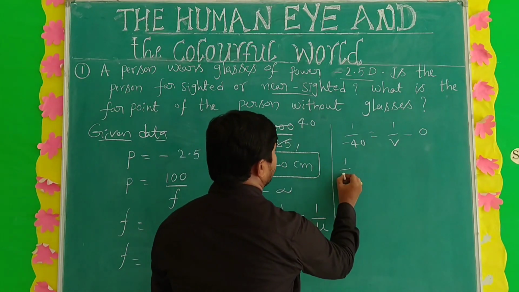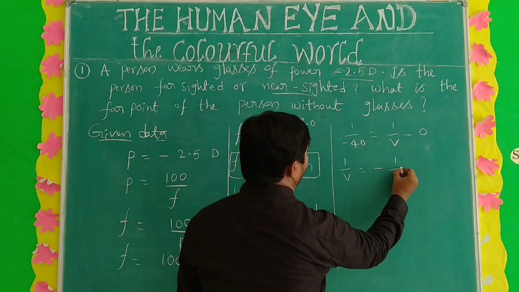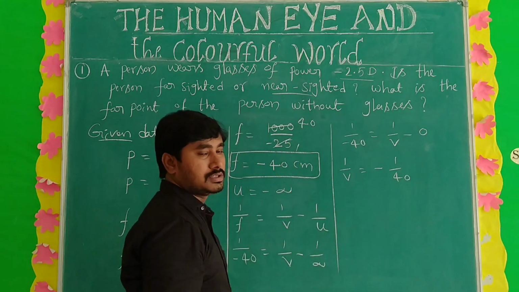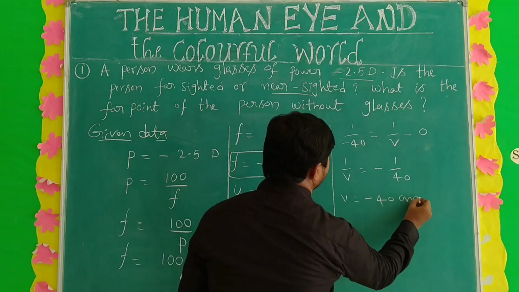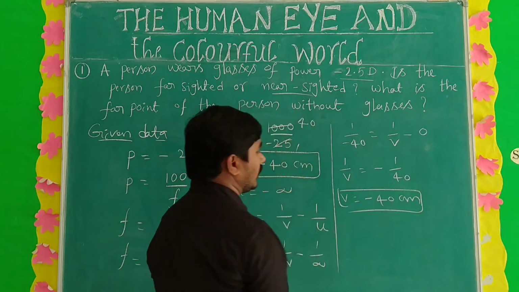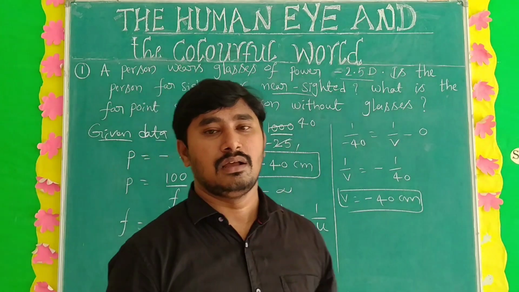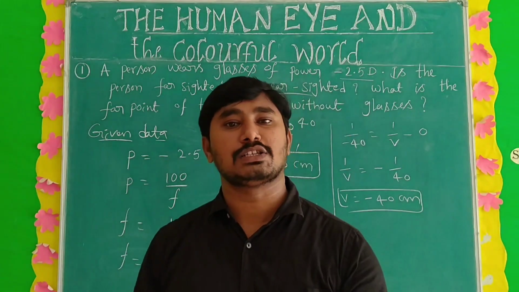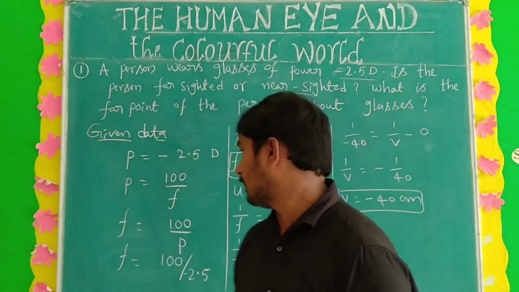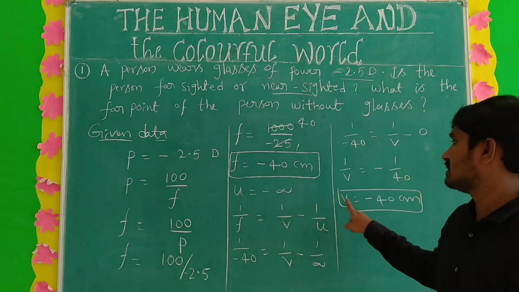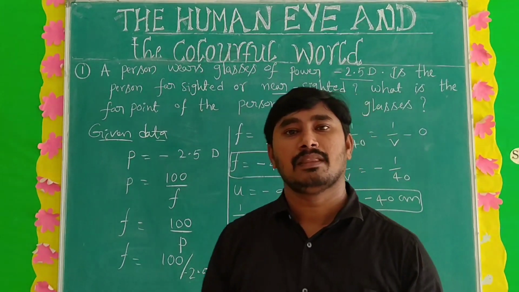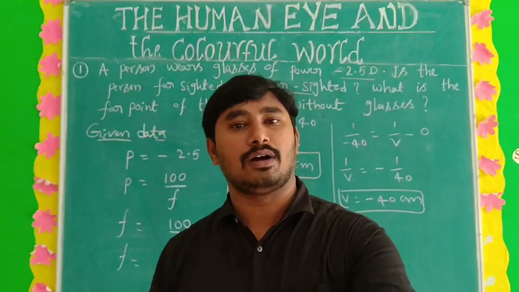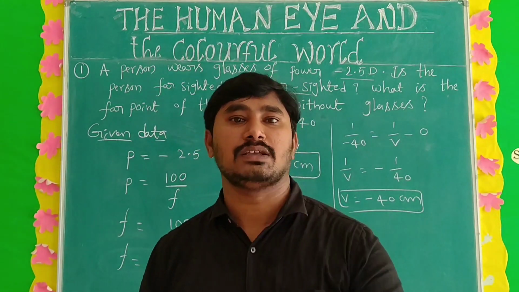So 1 by v is equal to how much? Minus 1 by 40. So take reciprocal. v is equal to minus 40 centimeter. So what is the meaning of that? This means the object is at infinity, and the image is also formed at the focus. Why? Because the f value and image distance are always the same here. So where is the far point here? The far point is at the focus only. So that is minus 40 centimeter.